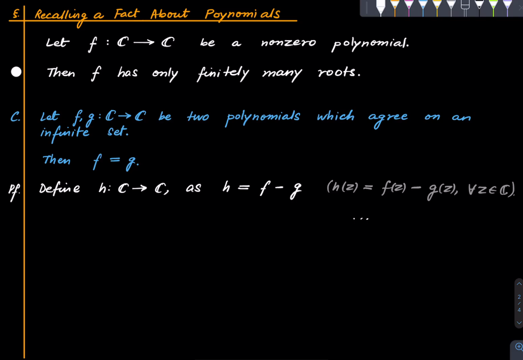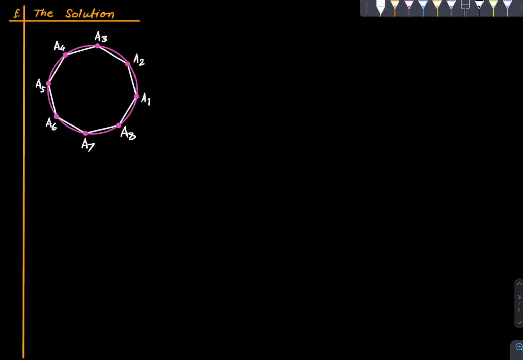And now let us get back to our problem. So we have this diagram, and let's say these are the vertices of our polygon, and we may assume that the center of the circle, the pink circle, is the origin.